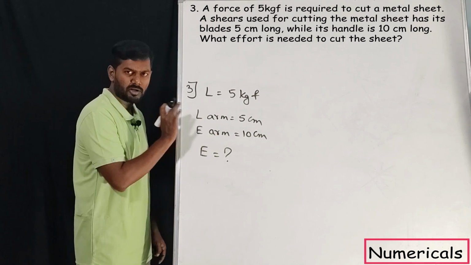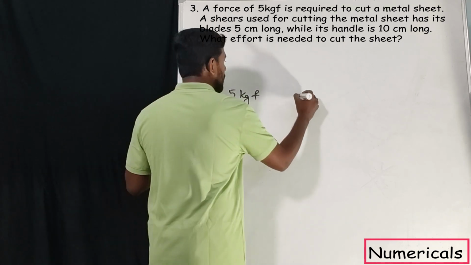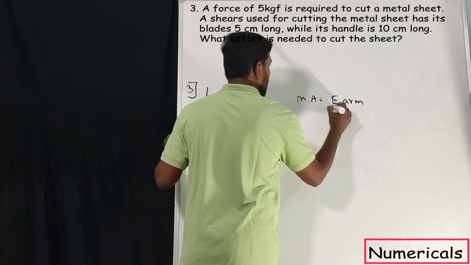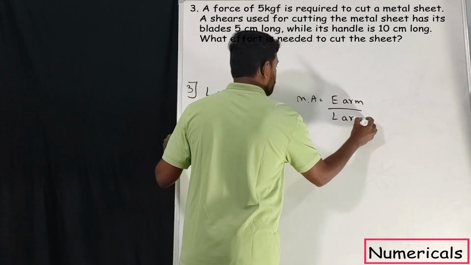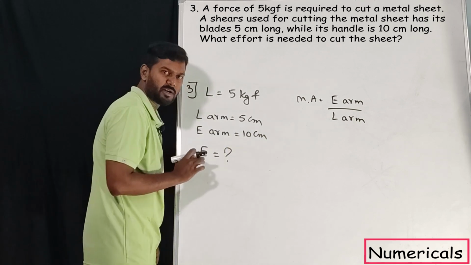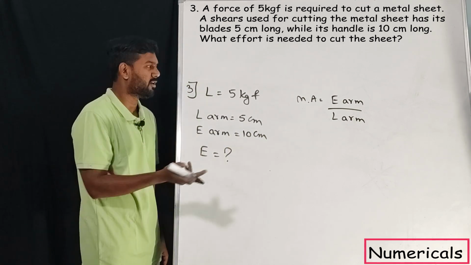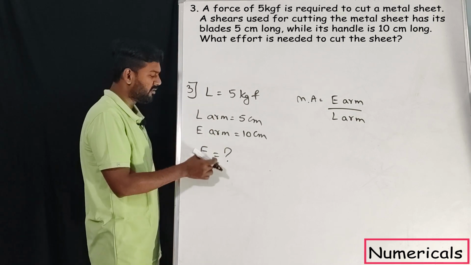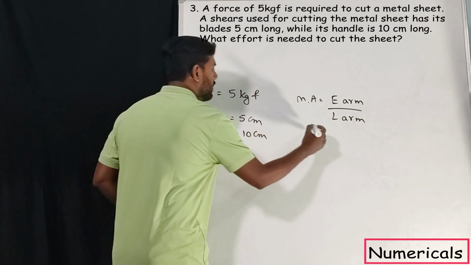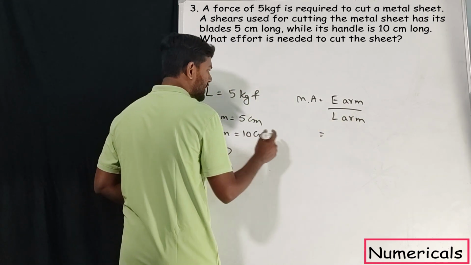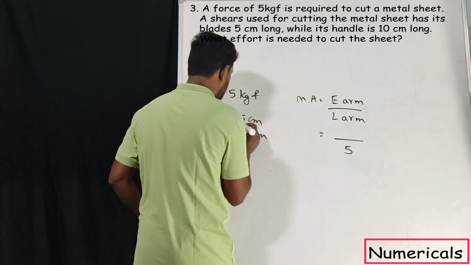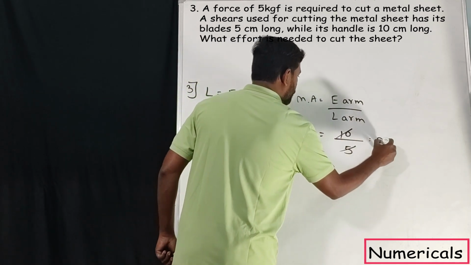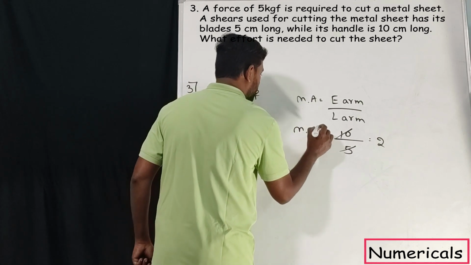Load arm and effort arm are given. So mechanical advantage is equal to effort arm by load arm. Once we get the mechanical advantage, we have one more formula for mechanical advantage. We'll substitute it there and find the value of effort. Load arm is 5 centimeter, then effort arm is 10 centimeter. So this will be 2. Mechanical advantage will be 2.